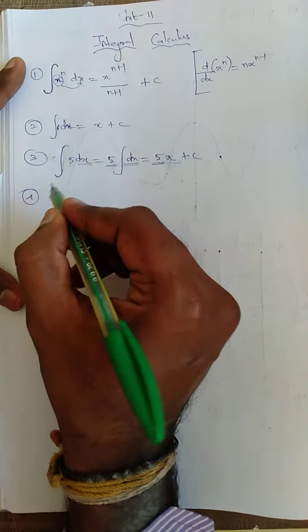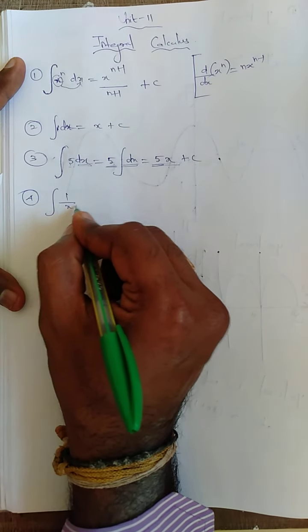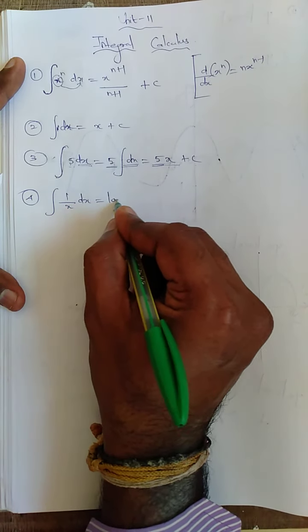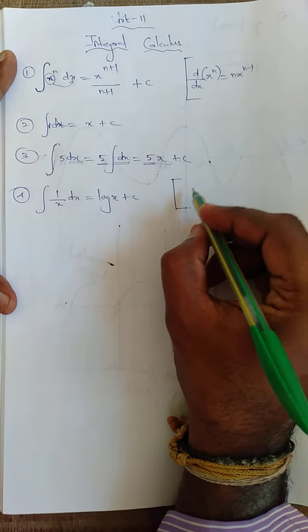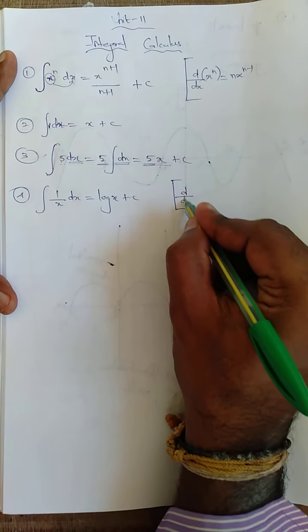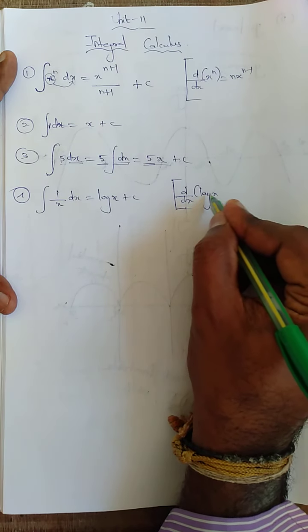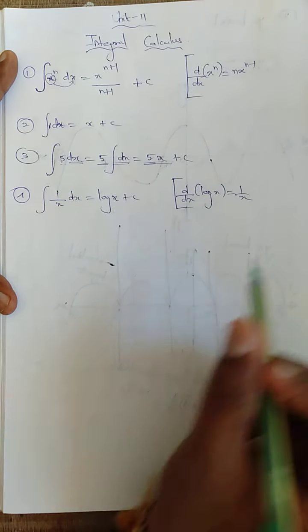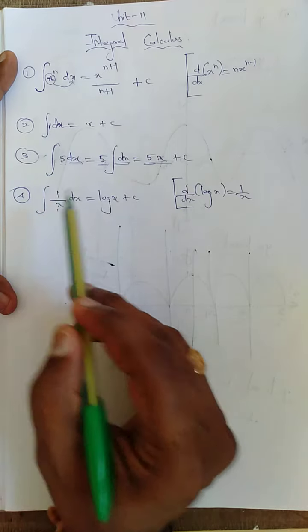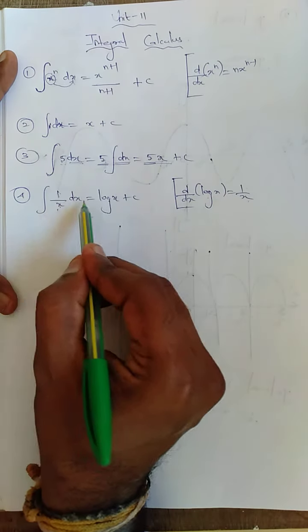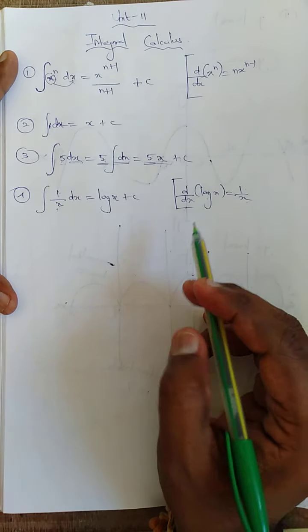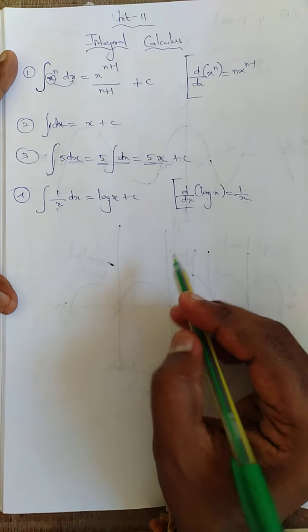The fourth formula: integration of 1 by x into dx is nothing but log x plus c. You know, differentiation of log x, d by dx of log x, is nothing but 1 by x. Here, integration of 1 by x into dx is nothing but log x plus c.